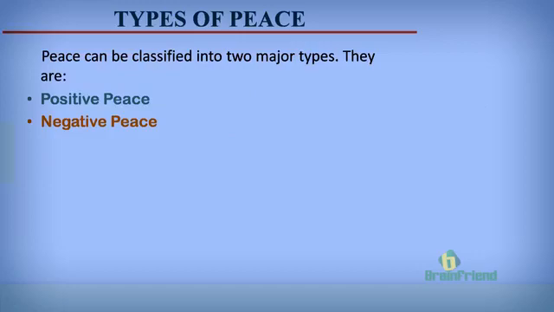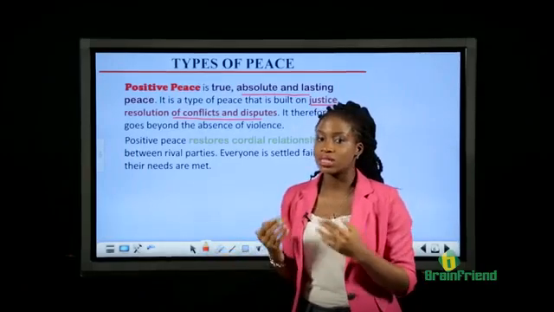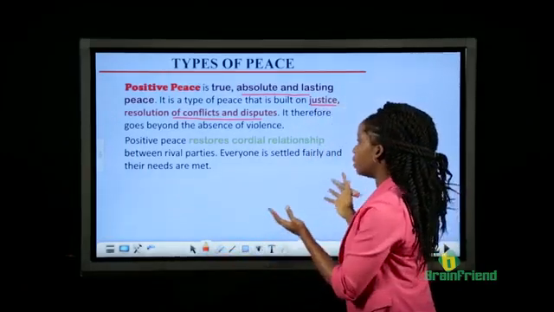Peace can be classified into two different types, and they are positive peace and negative peace. Positive peace is true, absolute, and lasting peace. When we say it is true, it is absolute, and it is lasting, we mean that it lasts for a very long time. It is not faked or forced. Now, this type of peace is built on justice and resolution of conflicts and disputes. When we get to negative peace, we're going to see why we describe positive peace this way.